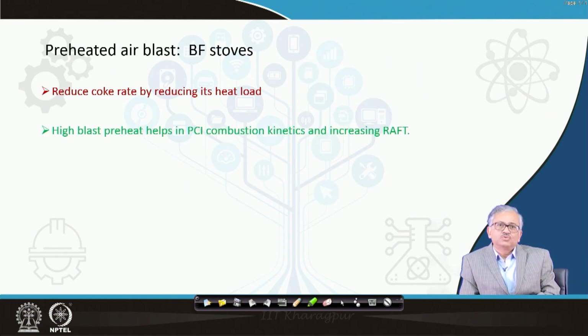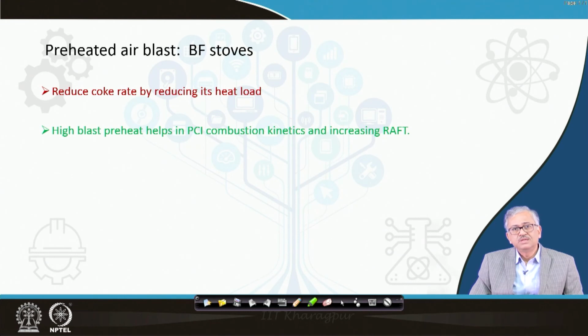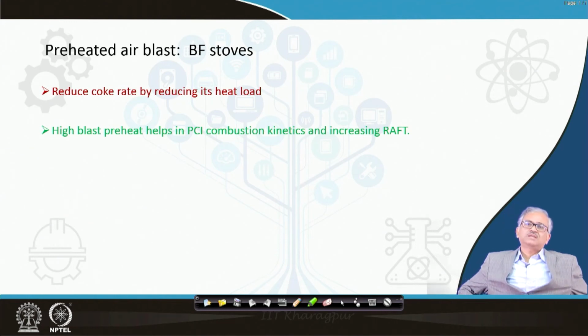High blast preheat also helps in combustion kinetics and increases the RAFT. This is a very important point. Blast heat not only reduces the coke rate, but nowadays a blast preheat of 1200 degrees centigrade is essential when you are charging PCI. The hot blast can heat up the coke very quickly. Every process will be faster, because the higher the temperature, the faster the kinetics.